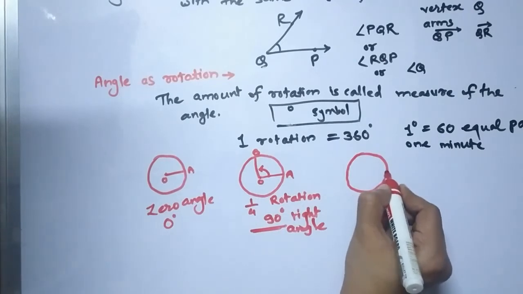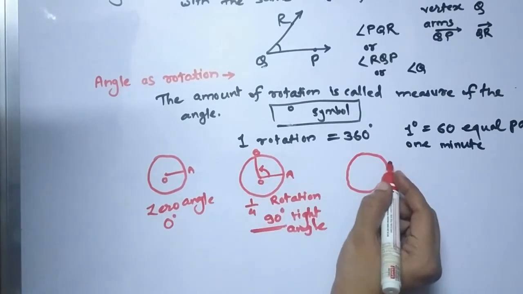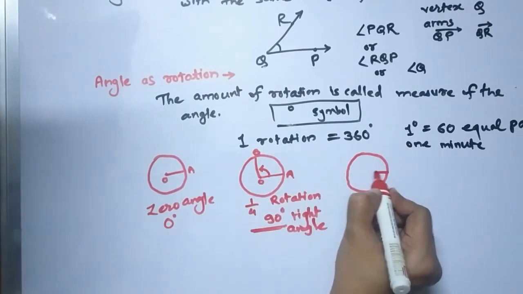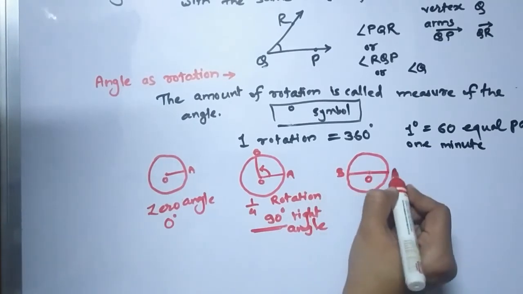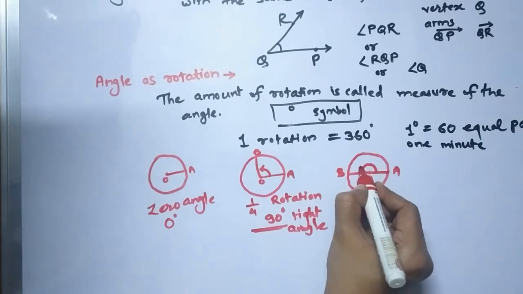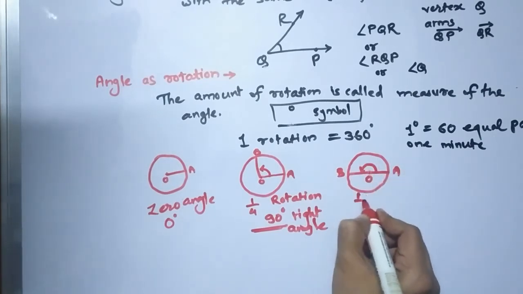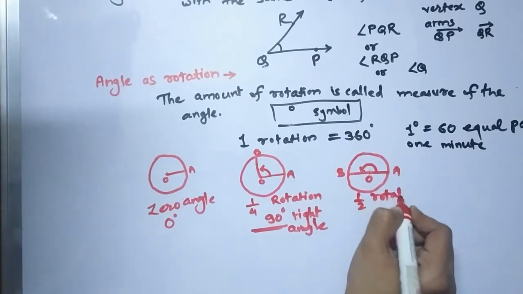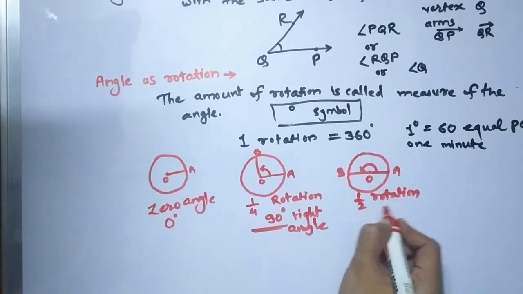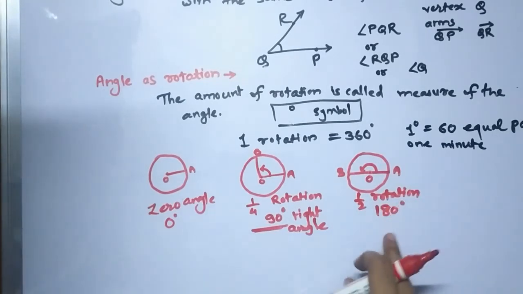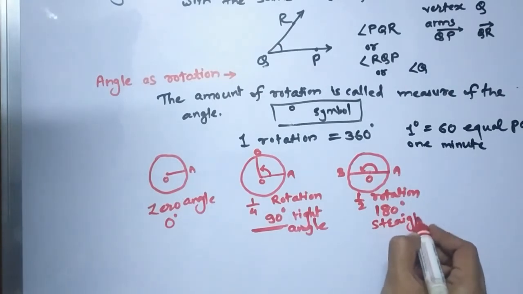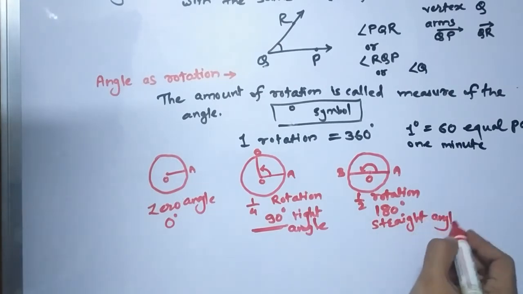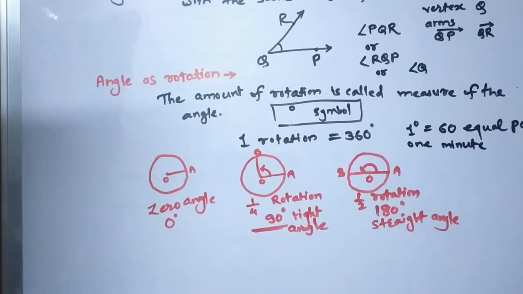So now just rotate it by one more part, that is 180 degree. You'll get a straight line here. This means this is 180 degree, which means 1/2 rotation you have done, which is nothing but 180 degree. And friends, 180 degree is called a straight angle. So this is a straight angle.